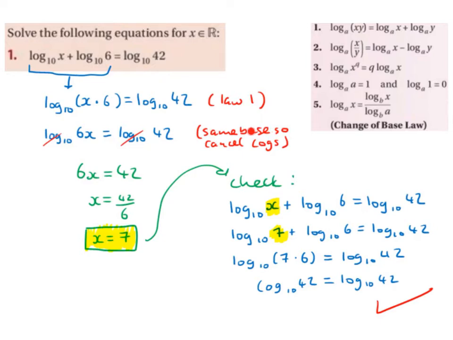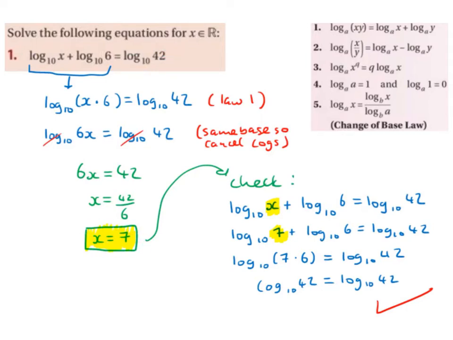Since we have the same base on either side, log base 10, we can cancel out the logs. So we're going to cancel out log base 10 on the left and the right of the equal sign. So we're left with 6x is equal to 42. Now we just solve for x, so x is going to be 42 divided by 6, so x is going to be 7.